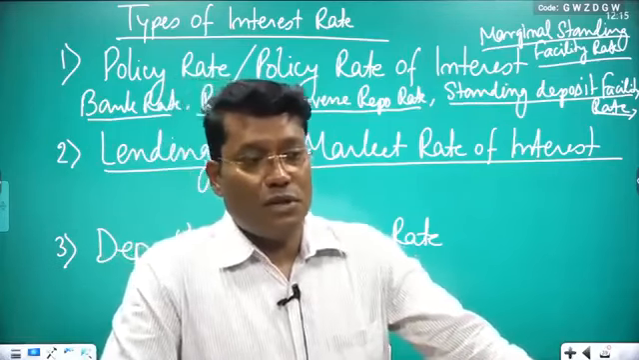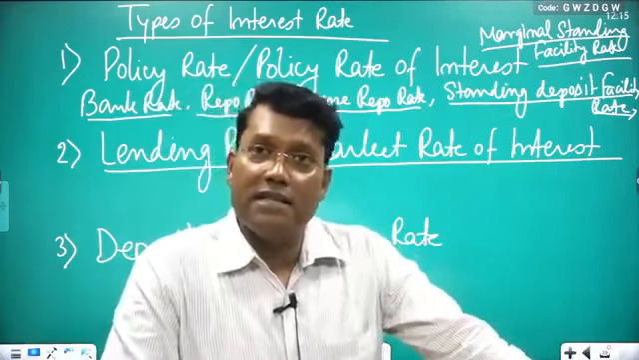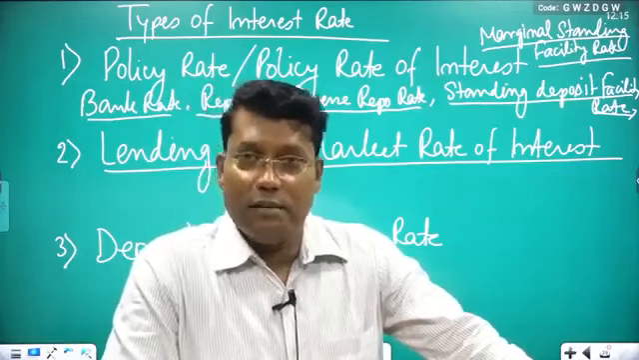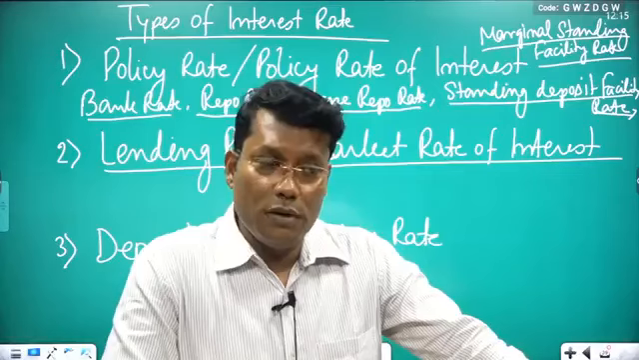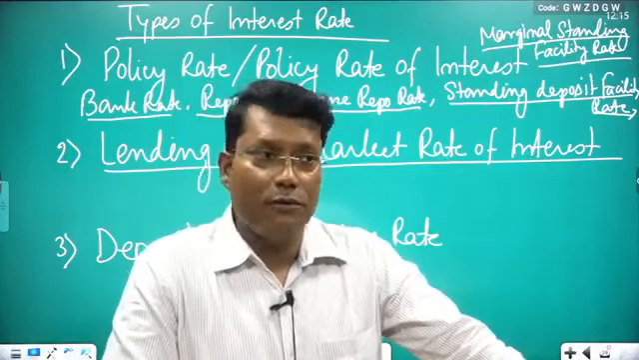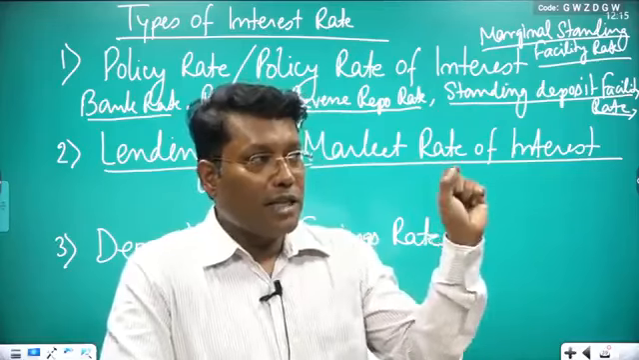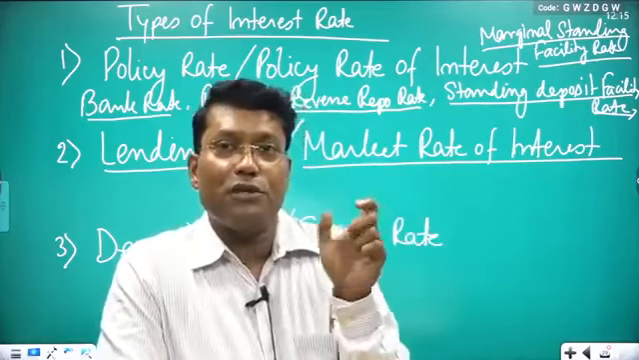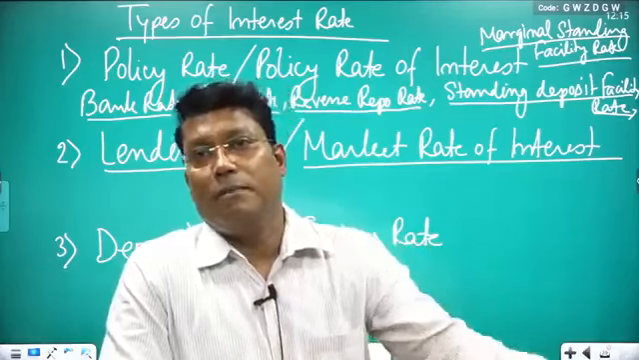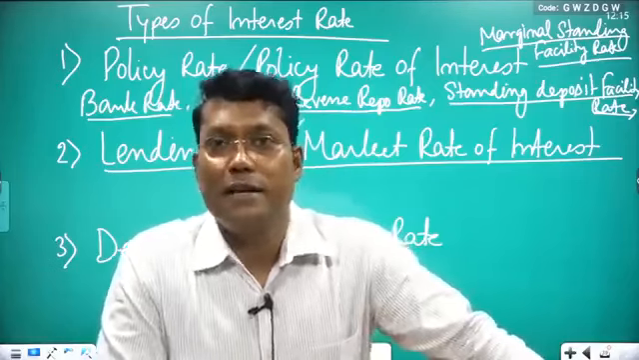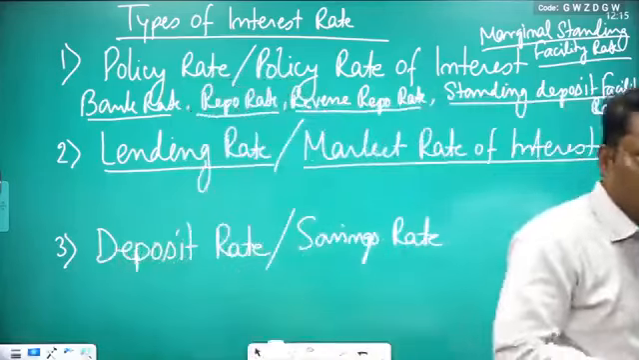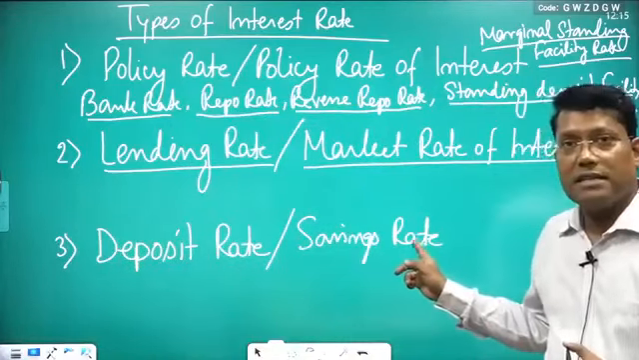It is the rate of interest at which banks lend their money to customers or borrowers. Clear to everyone? So whenever you are thinking about lending rate or market rate of interest, you understand that at this rate of interest we are borrowing from the bank. Loan we are borrowing from the banks. Clear? Now the third one is known as deposit rate or savings rate.